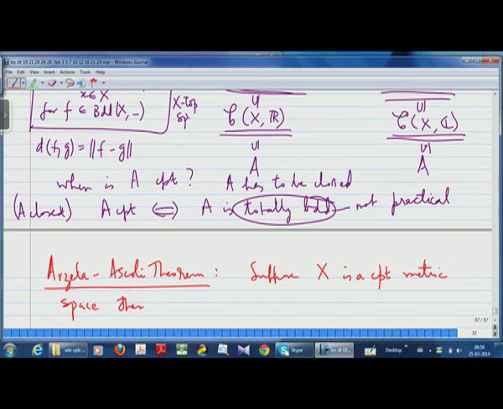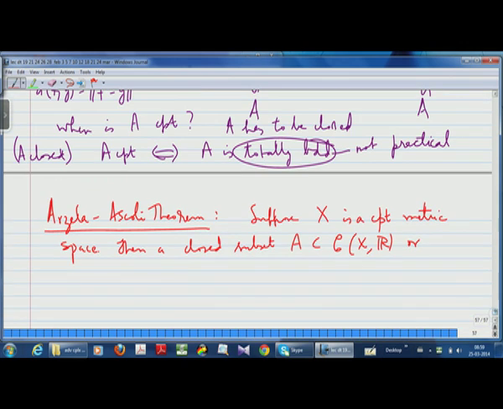So you work with a compact metric space, then a closed subset A of C(X, R) or C(X, C) is compact if and only if it is bounded and equicontinuous. Okay, so this is a much easier thing to verify in principle.